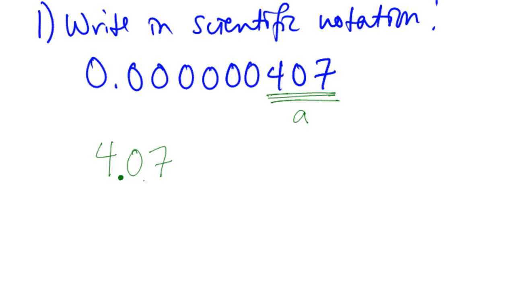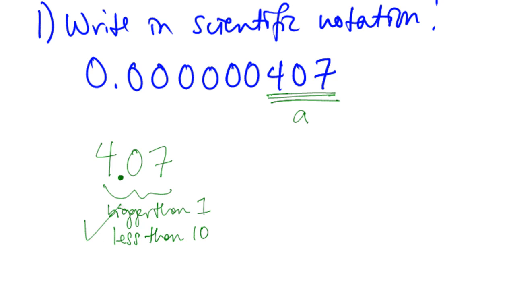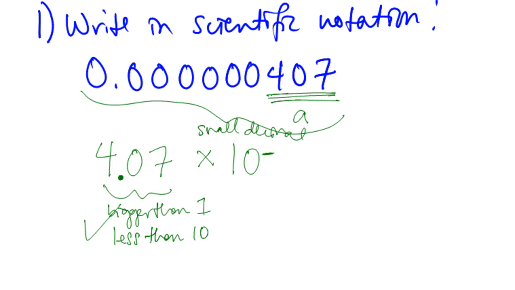This works because 4.07 is in fact bigger than 1 and less than 10. So that's good. Now we need times 10 to some power. What power do we need here? Well, we can see this whole thing is a small decimal. So we know we're going to need a negative power, a negative exponent.